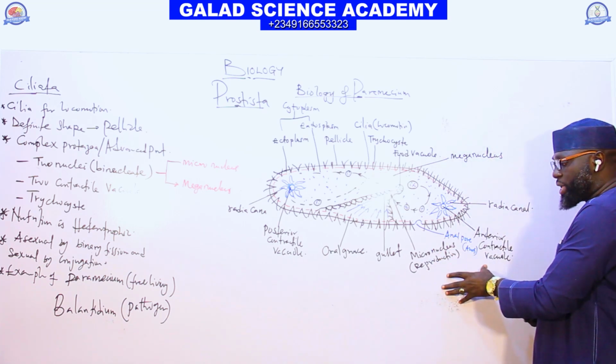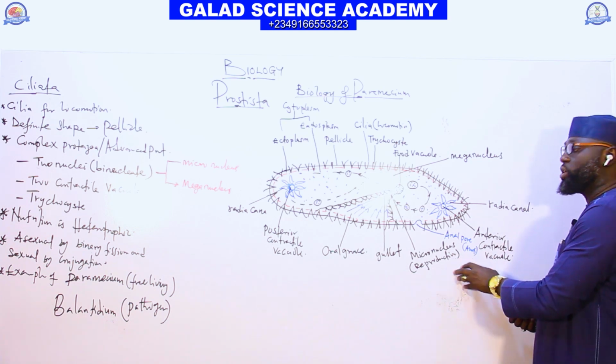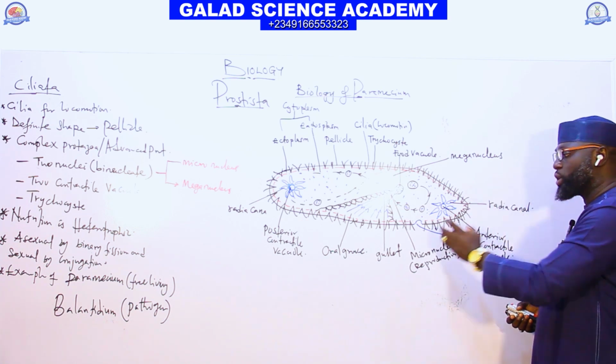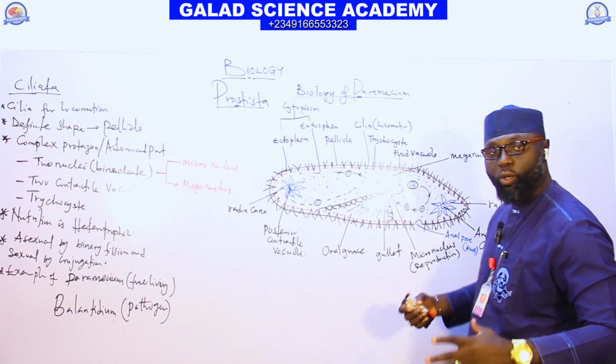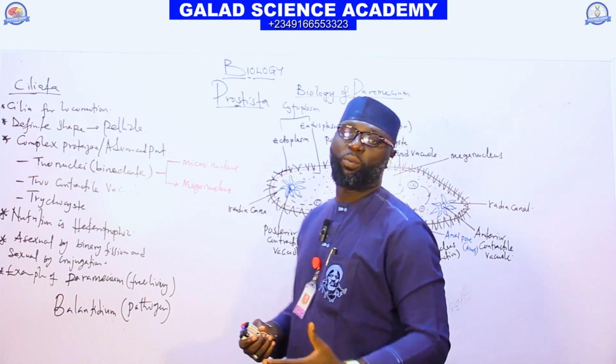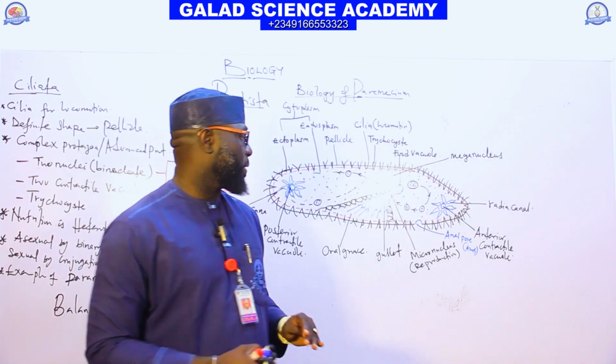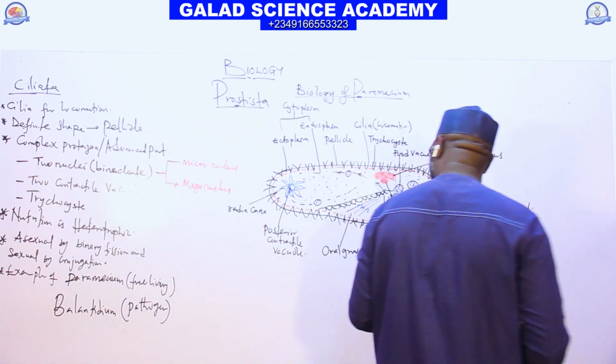And we have the anal pore here, close to the anus, which is used for ejection, where the undigested food particles come out from the cell.